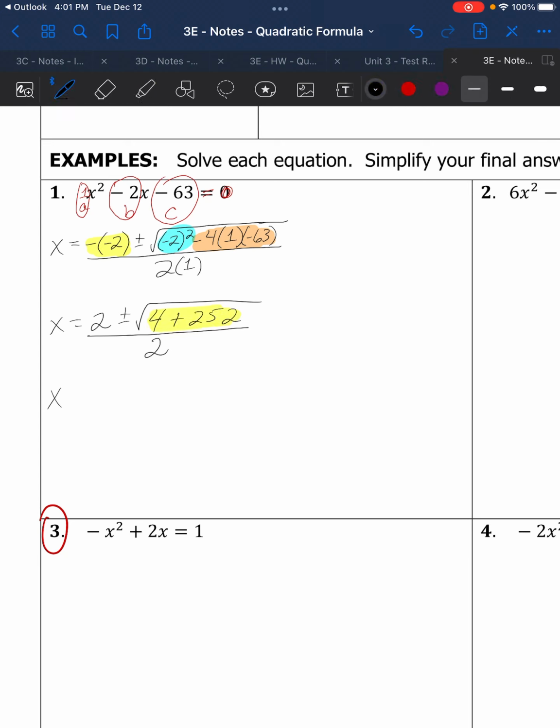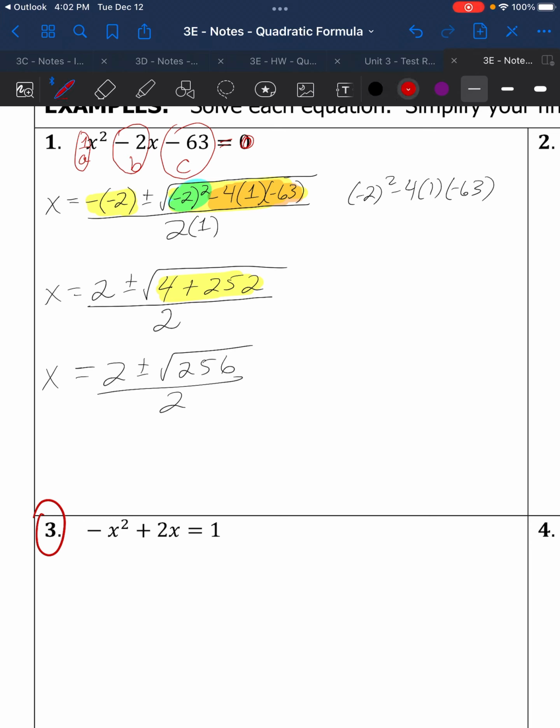My next step is I'm just concentrating on what's underneath the radical. So it's x equals 2 plus or minus the square root of 256, divided by 2. Now, if you are like Mr. Johnson, and you don't want to simplify all this the way you're doing it, you just want to put it into Desmos, then put it into Desmos. But all you're going to put into Desmos is what's underneath the radical, and then you're going to get 256. Do not put the square root in there. Reason being is our next step is to take the square root of 256.